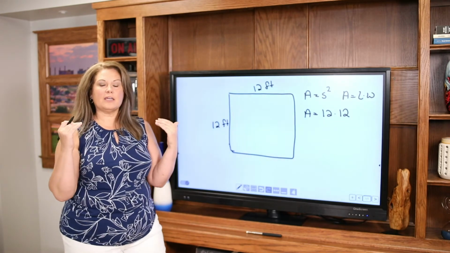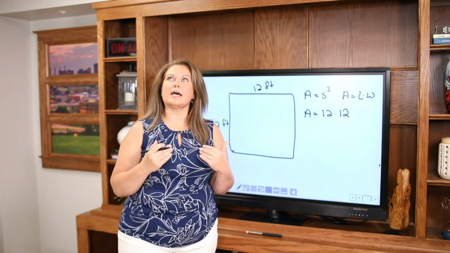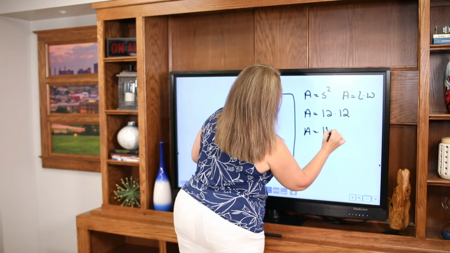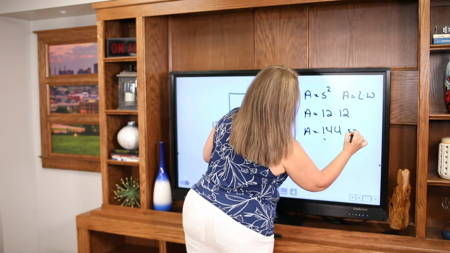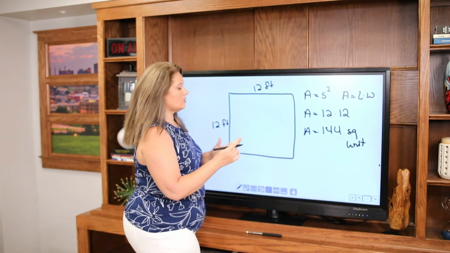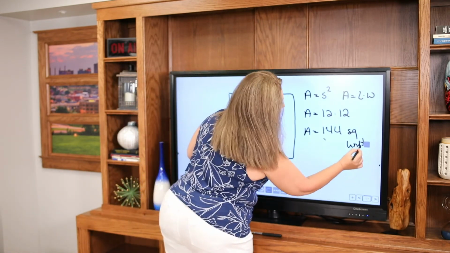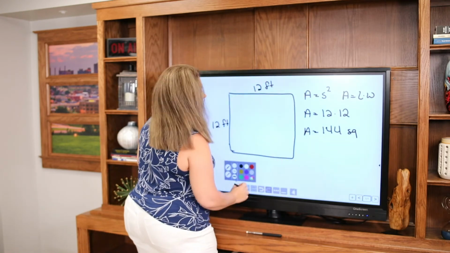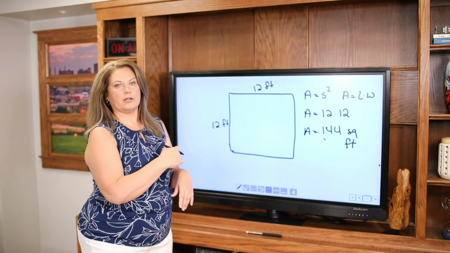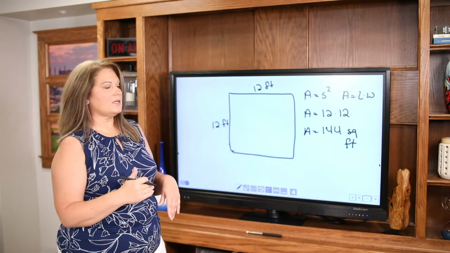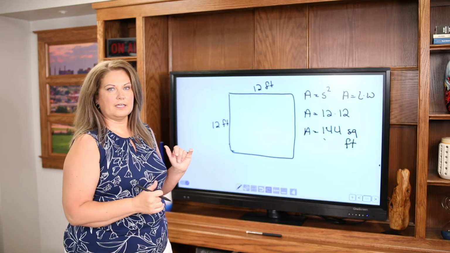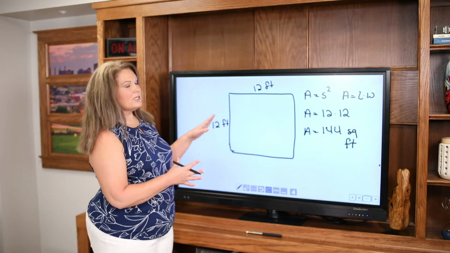Right now you should be thinking, okay, 12 times 12, what is that? 144. So the amount of material that I need for this is 144, and I wrote units. I already told you the units was feet. So the amount of material I need for this is 144 square feet. Okay, so here is our square.